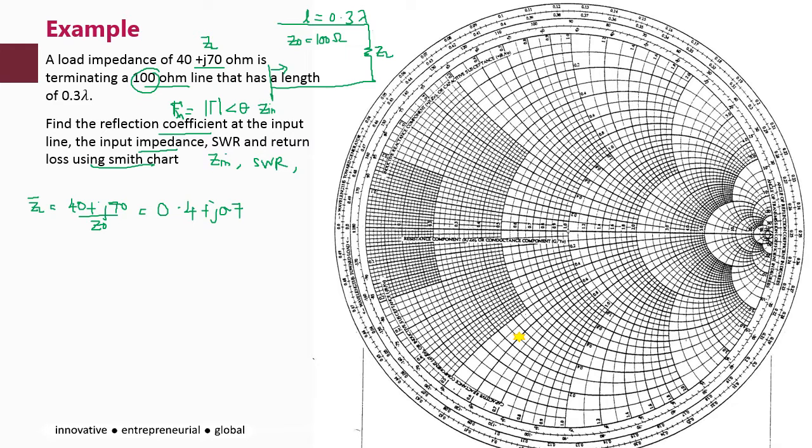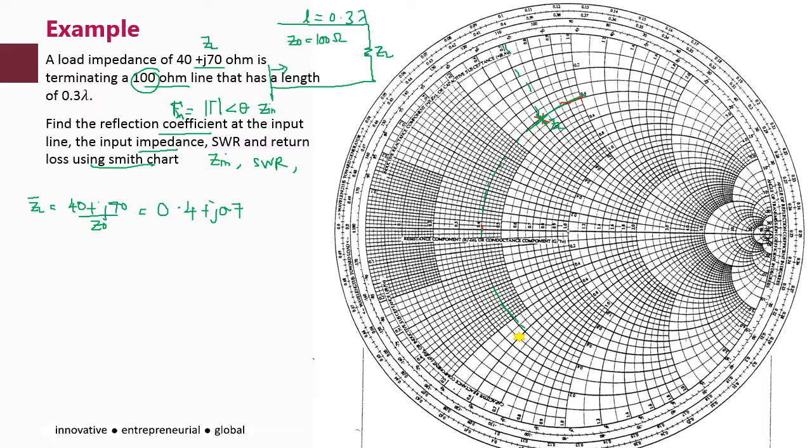The 0.4 line, and also positive, so on top, 0.7 is there. It should be there. So that is your ZL.